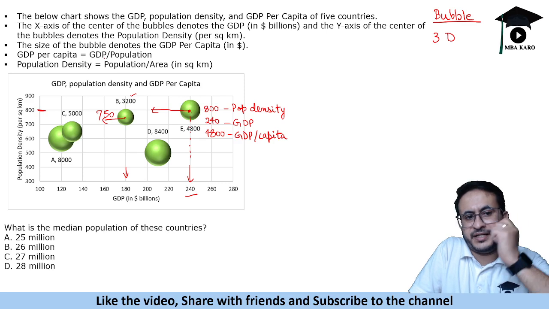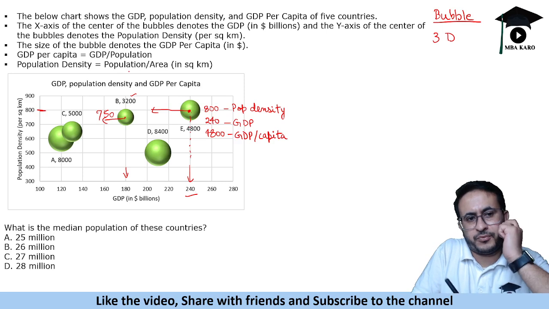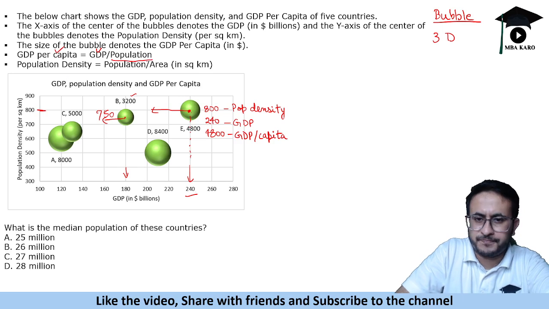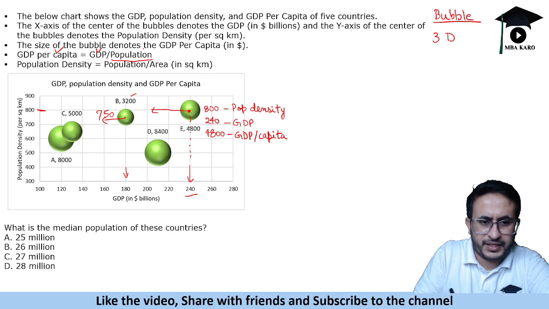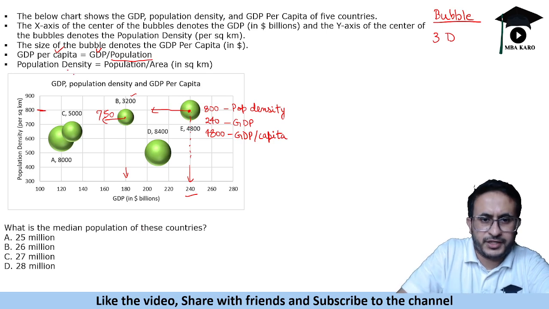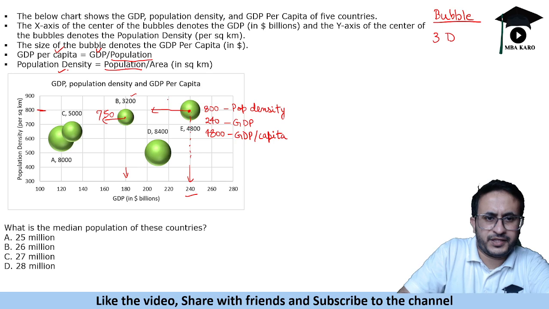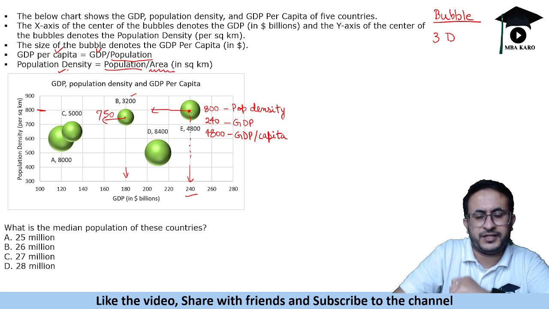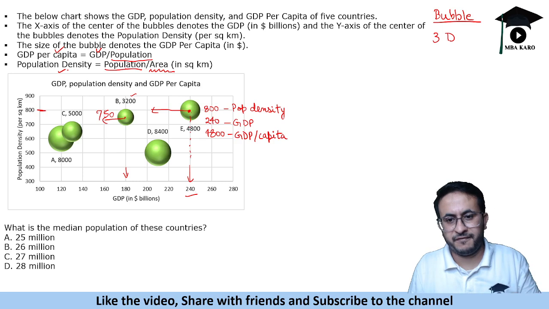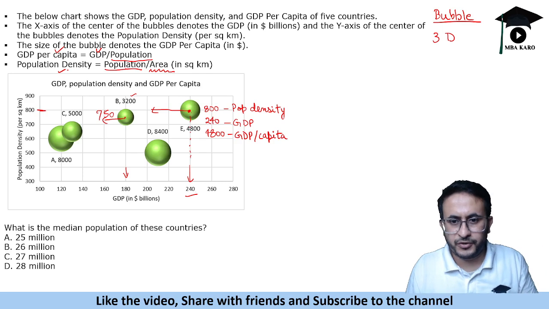Now we are given that GDP per capita is GDP upon population. We are given GDP per capita. We are given the GDP, so we can find out population. Now one of the questions is about finding the median population. Now population density is population upon area. Population density is given to us. Population we can figure out from this formula, so we can find the area of the countries. So that's three things given, two things we will have to derive from this information, right?